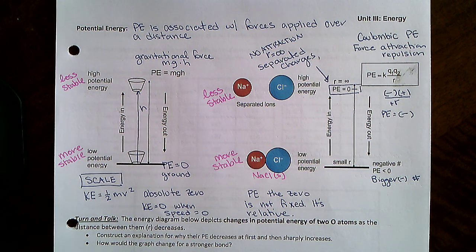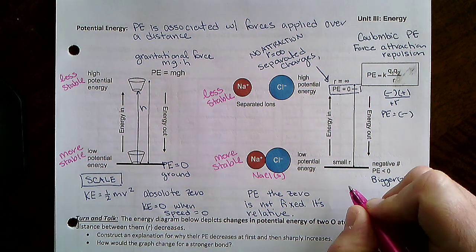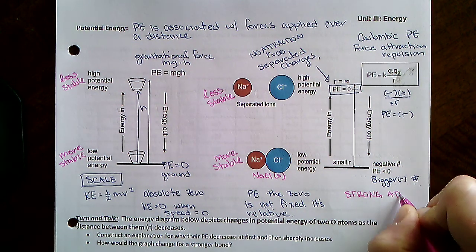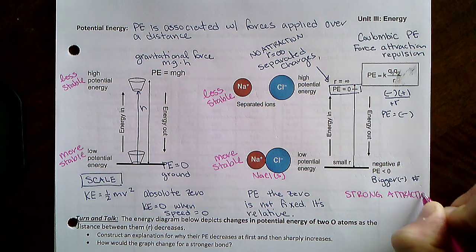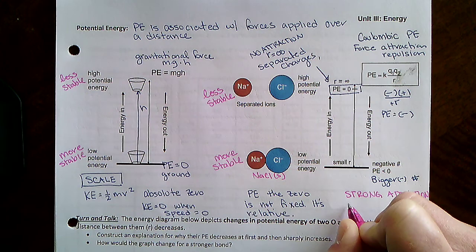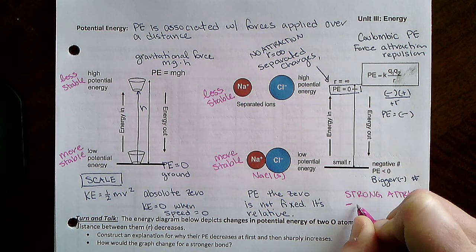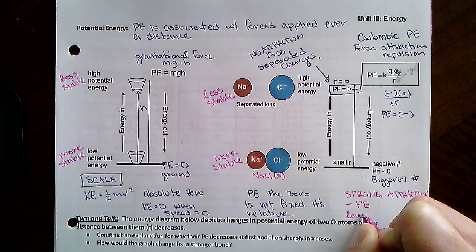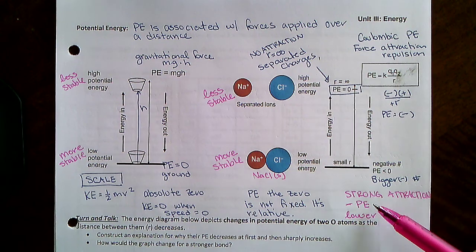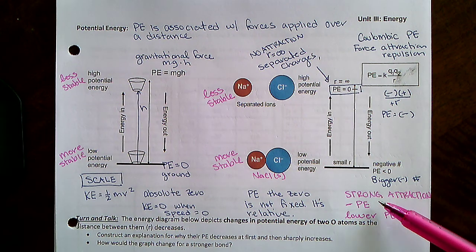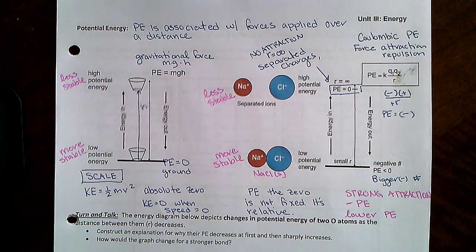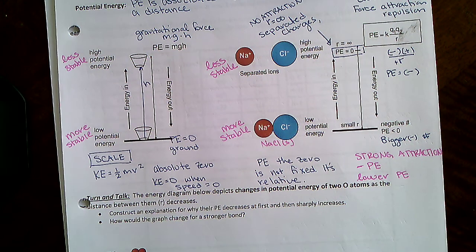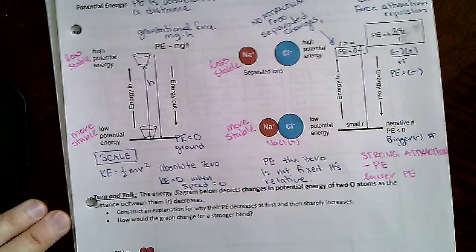Okay, so the last thing you guys can write down is that strong attraction is associated with negative potential energy values, which we talk about as lower potential energy. So the bigger the negative, the lower the potential energy, the stronger the attraction, the more stable. Those are connections that you need to be able to make. Okay, this was in the case of an ionic bond. Let's think about covalent bonds.